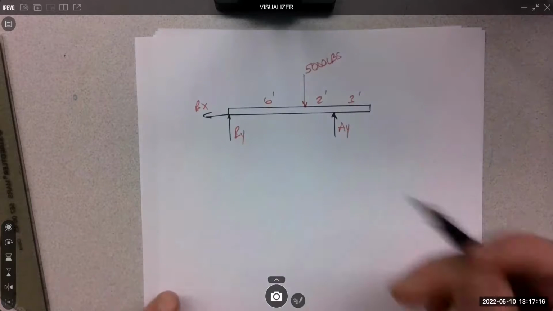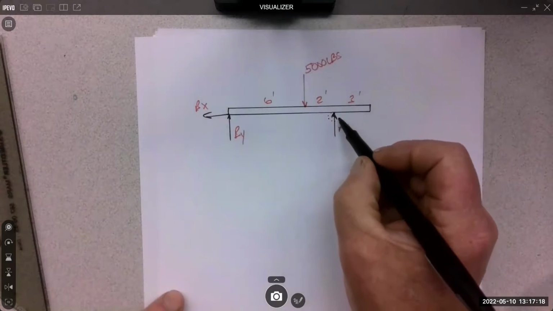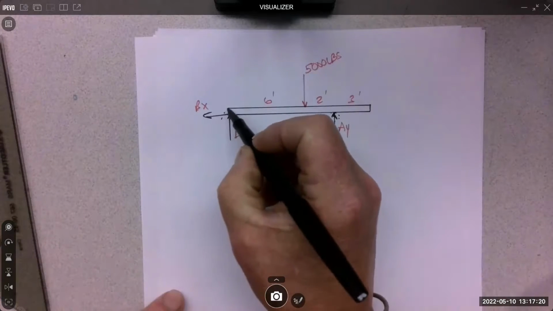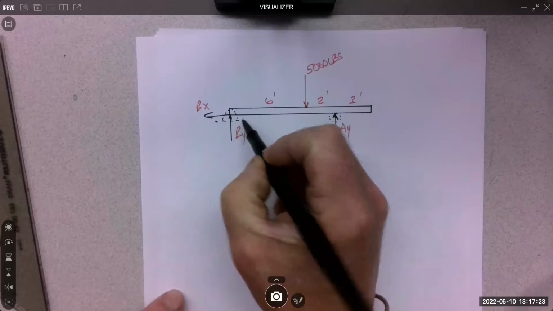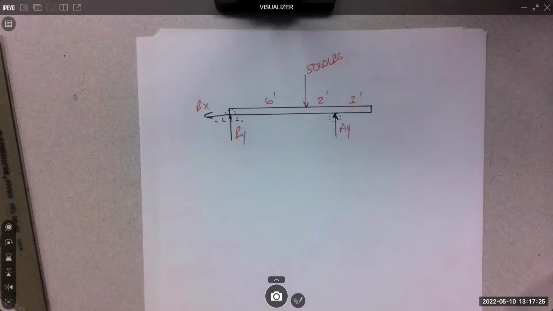So had a roller here, but I removed it. Had a pin here, but I removed it. Made the free body diagram. That's what we called them, free body diagrams.